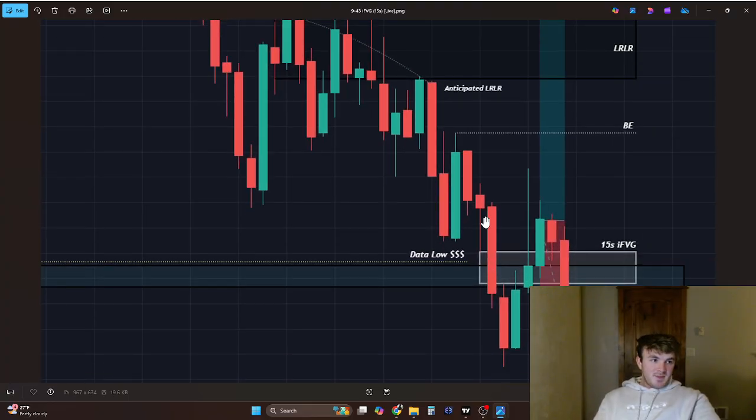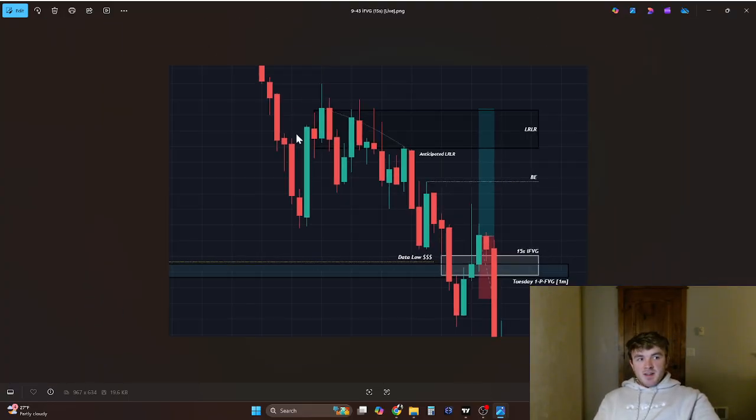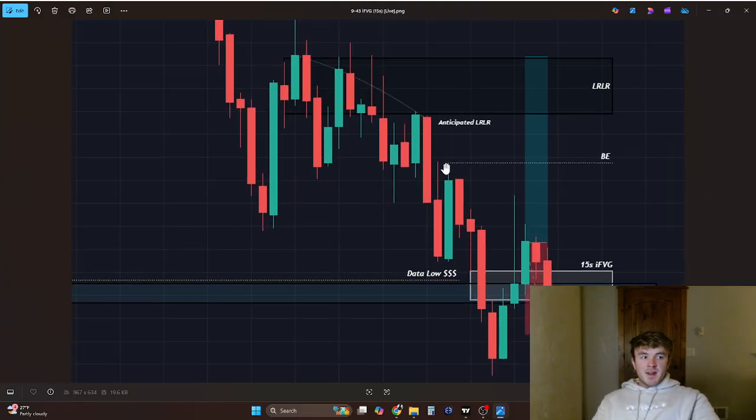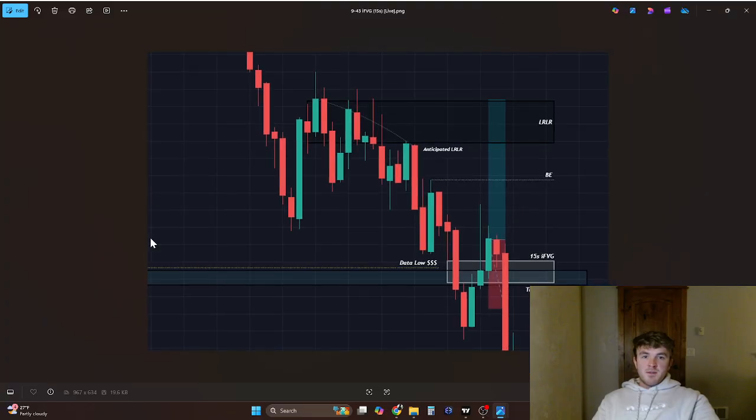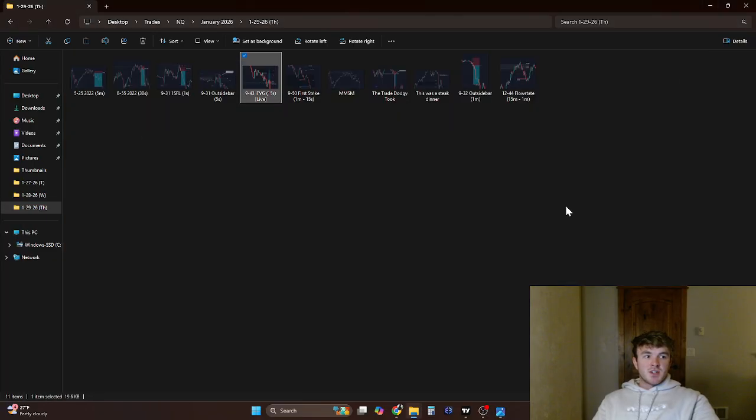But yeah, I just don't think this is obvious enough, and obviously against the trend, it's hard to get a random reversal off the data low when it's an obviously higher time frame bearish structure. So in hindsight, I'm not going to do that again, just because why would I expect a random 15-second inversion to work off the data low when it's expanding so aggressively lower? I think that was a mistake.